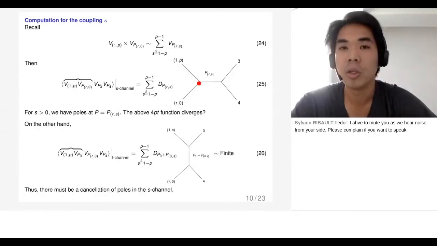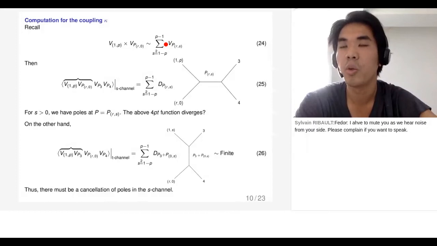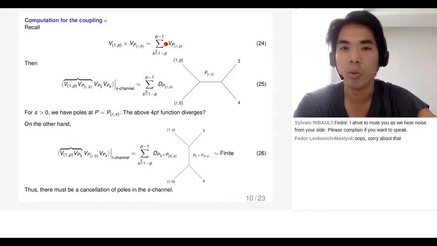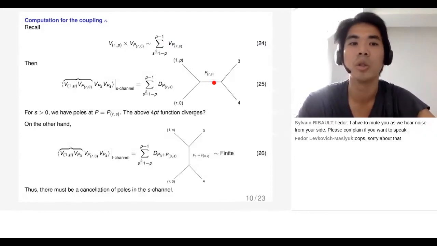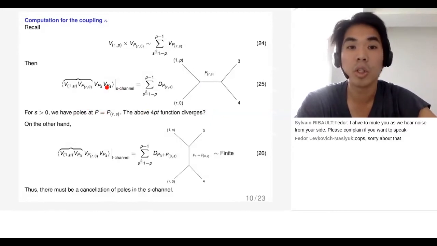However, as I mentioned earlier, all these fields are non-degenerate. This means that if they have degenerate dimensions, they would have a non-vanishing null descendant, which would lead to poles in the conformal blocks in this decomposition. Or more precisely, we are having poles in the conformal block at this value of momentum. So could this mean that this 4-point function here actually diverges?